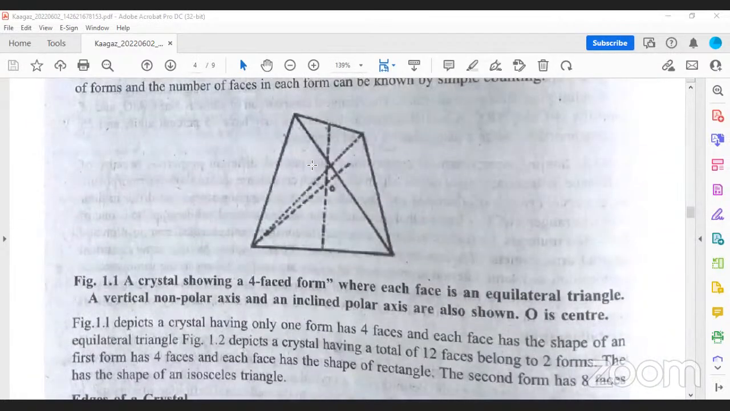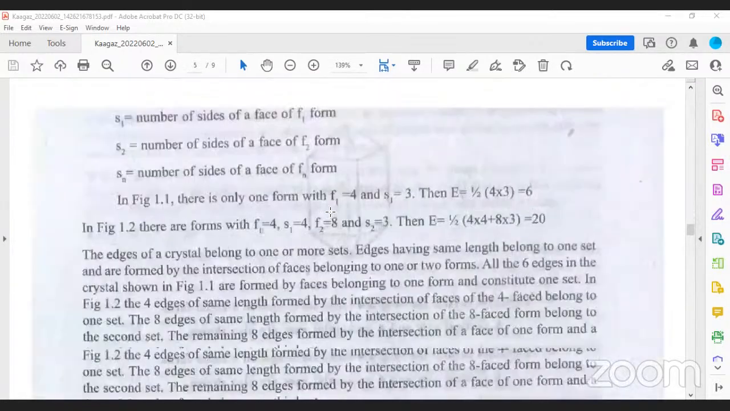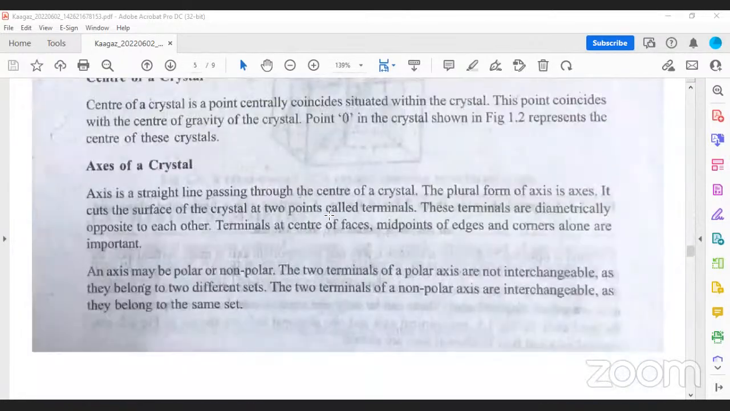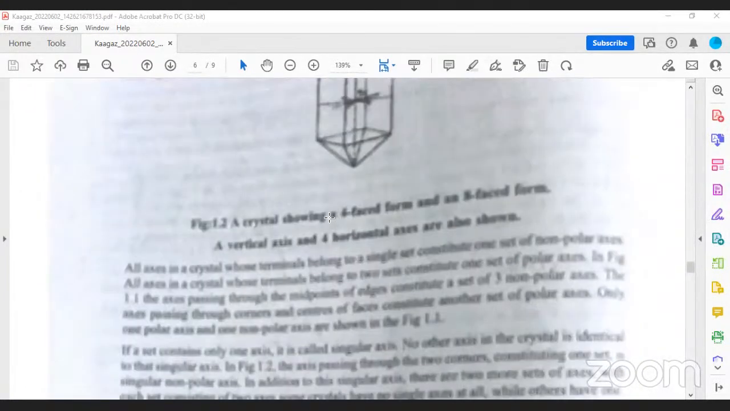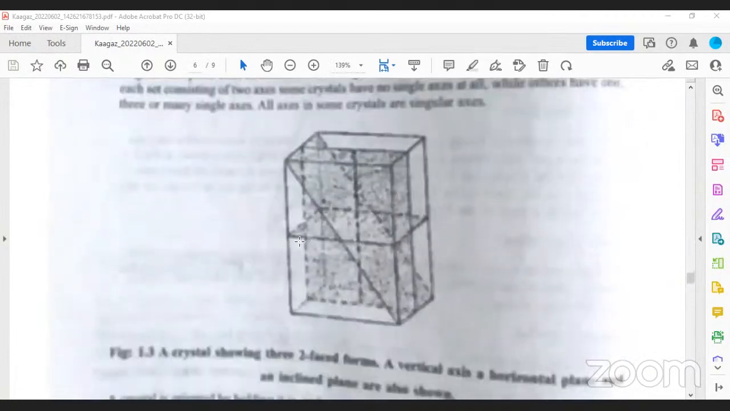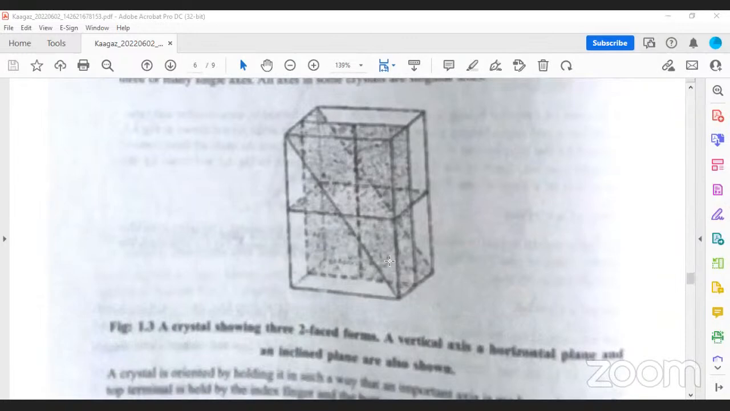This is one set. Four faces, this is only four faces. So it's one set. Whereas in two sets, if you get a two-set image, this image is blurred actually. You can observe here there are crystal forms of two-faced forms.